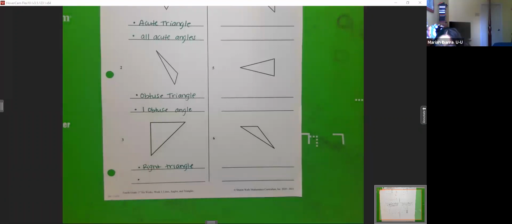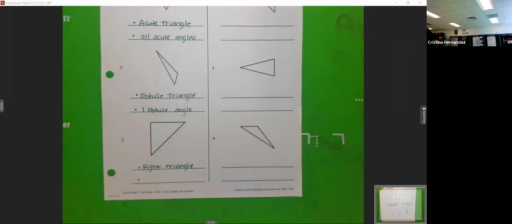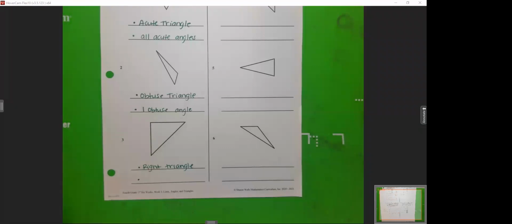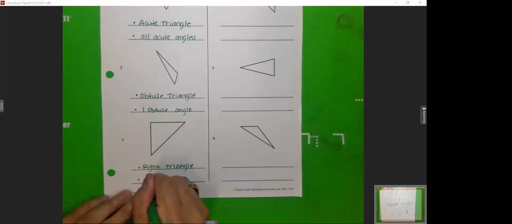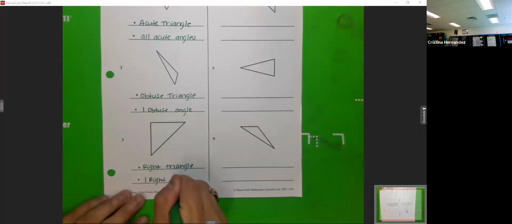Wait, hold on. How many right angles does a right triangle have? One right angle.